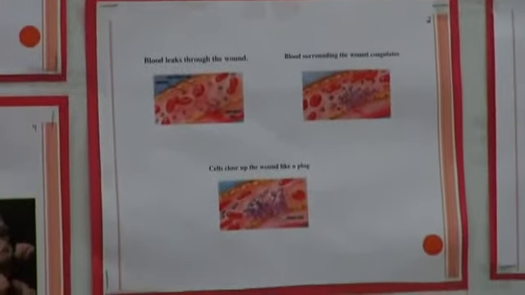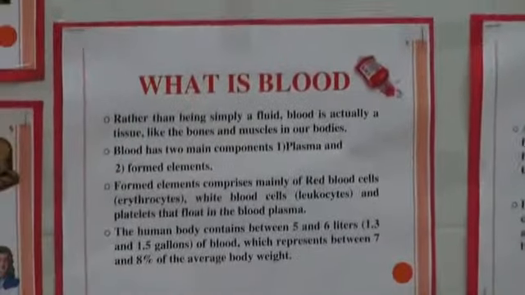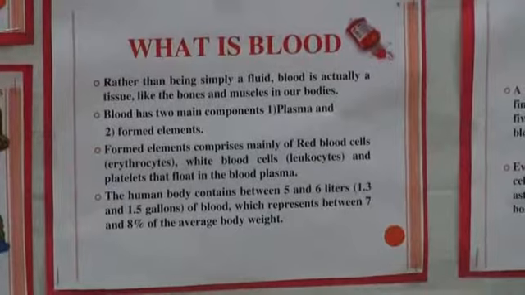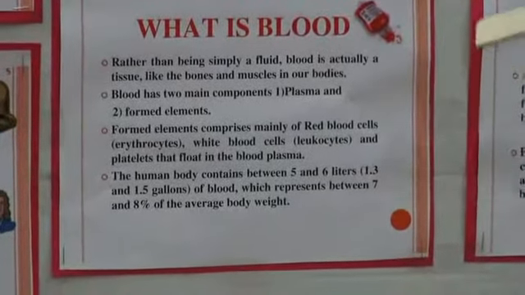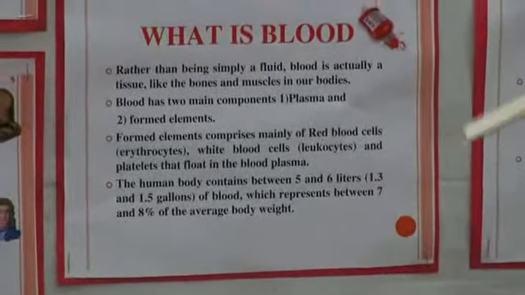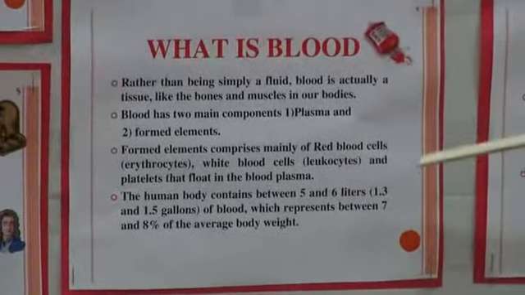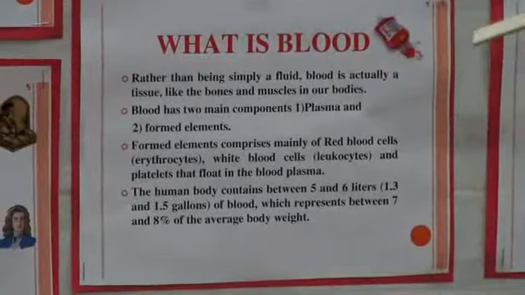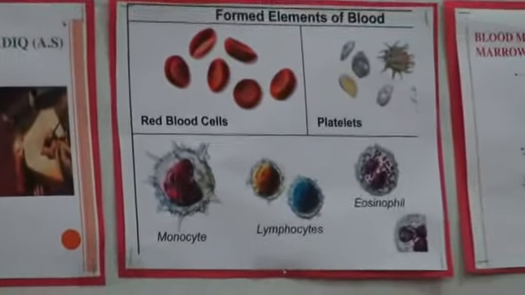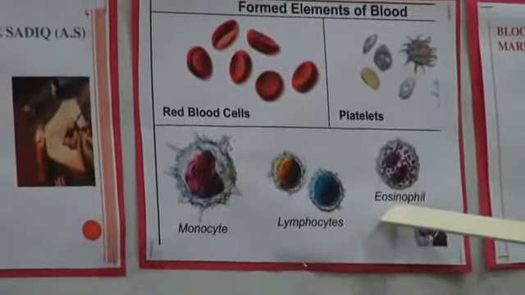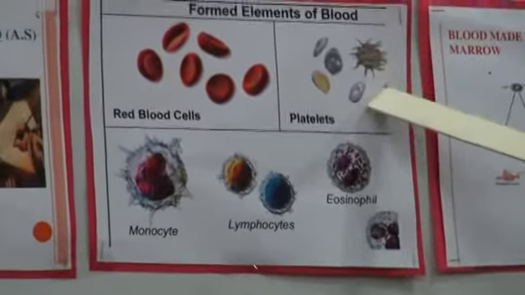So basically, what is blood? Blood is a tissue just like the bones or the muscles in our body, and it's made up of two components, which are plasma and formed elements. The formed elements in our blood are red blood cells, which are RBCs right here, WBCs, which are white blood cells, and these are platelets.